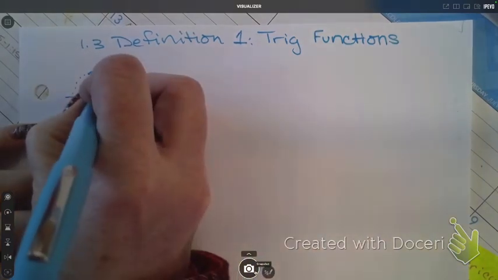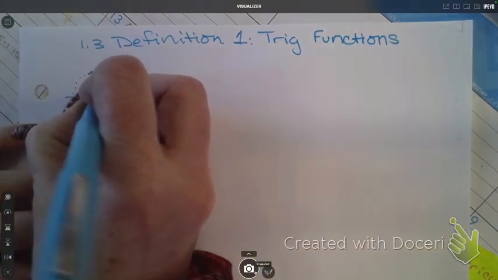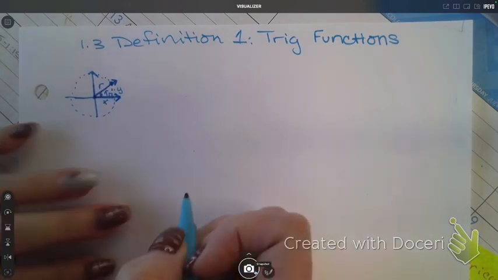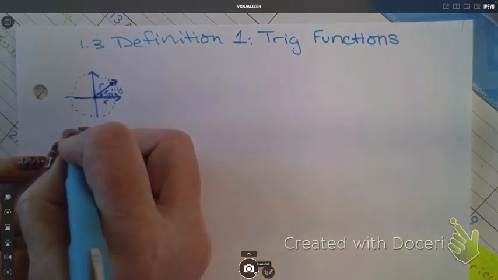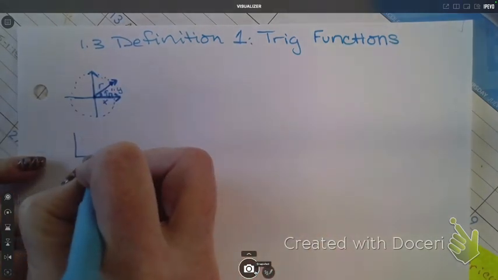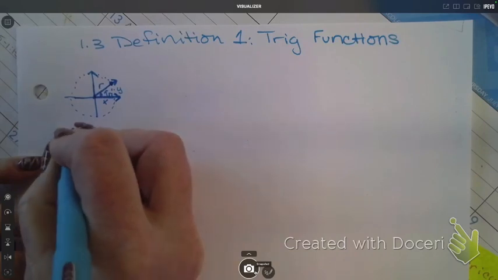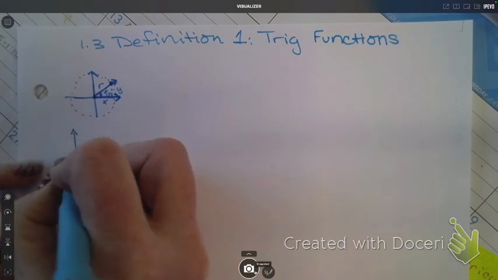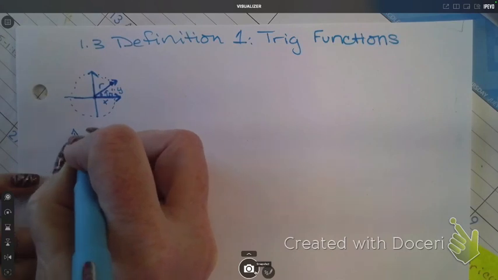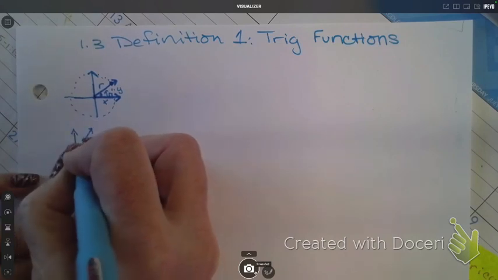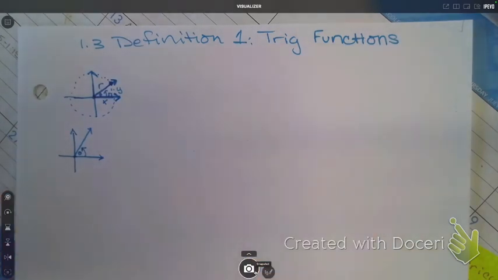So theta is the central angle. The central angle, that's really small, sorry. The central angle, see if I can write it a little bigger, is the angle between the initial and the terminal ray about the origin. Okay, it's the angle that moves about the origin.